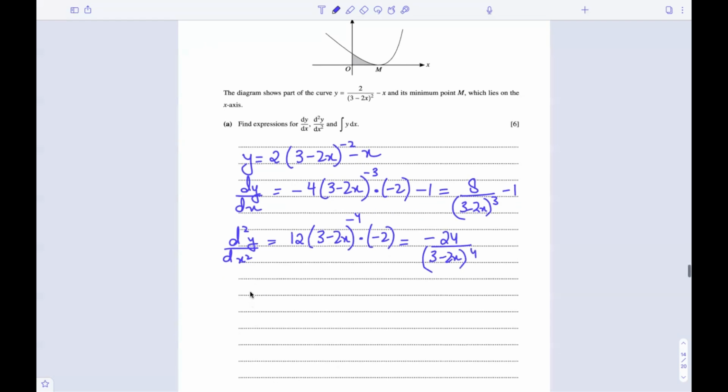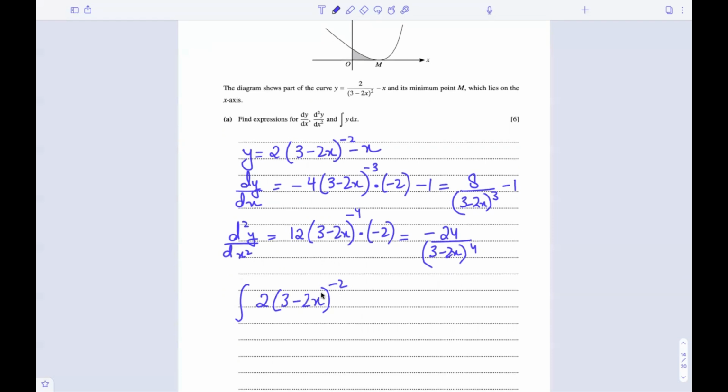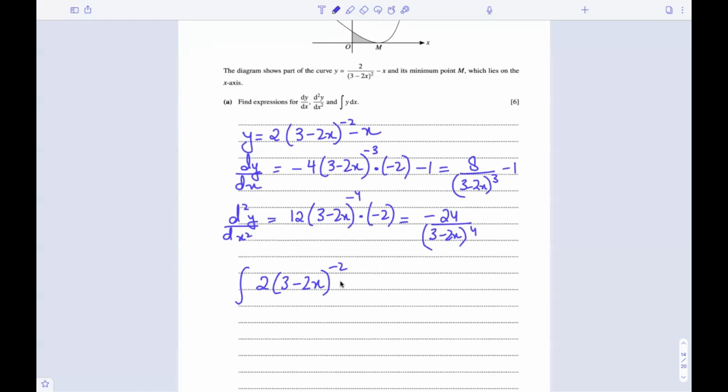The last thing is we have to integrate the function y. So again, we'll bring it in the numerator. So this will become (3 minus 2x) to the power -2. Now, when we are integrating, we increase the power and then divide by the new power. So this would become 2 multiplied by (3 minus 2x) to the power -1. When we add 1 over here, this will become a negative 1. And we divide by the new power, which is -1. And we also divide by the derivative of 3 minus 2x, which is -2.